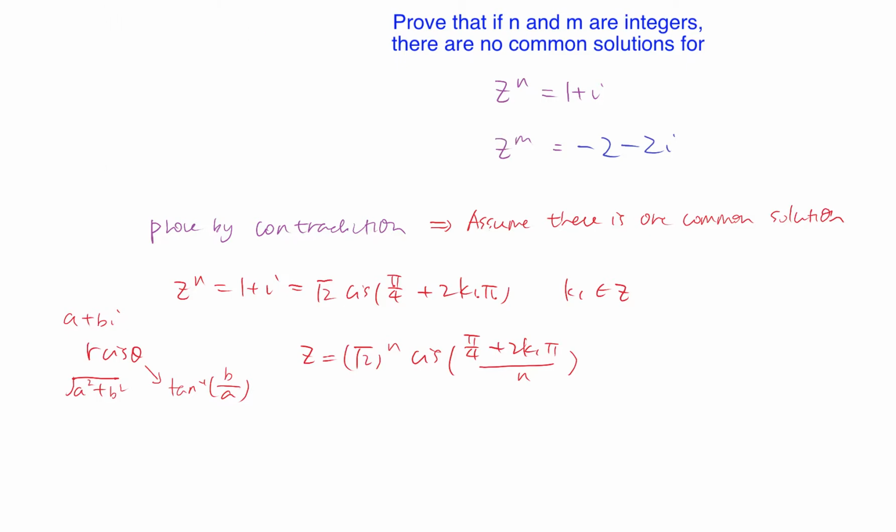Then let's have a look at z to the power of m. Again, we convert this into polar form. So z to the power of m equals minus 2 minus 2i. If we convert this into polar form, this will be 2 root 2 cis (5 pi over 4 plus 2k2 pi), where k2 is another integer.